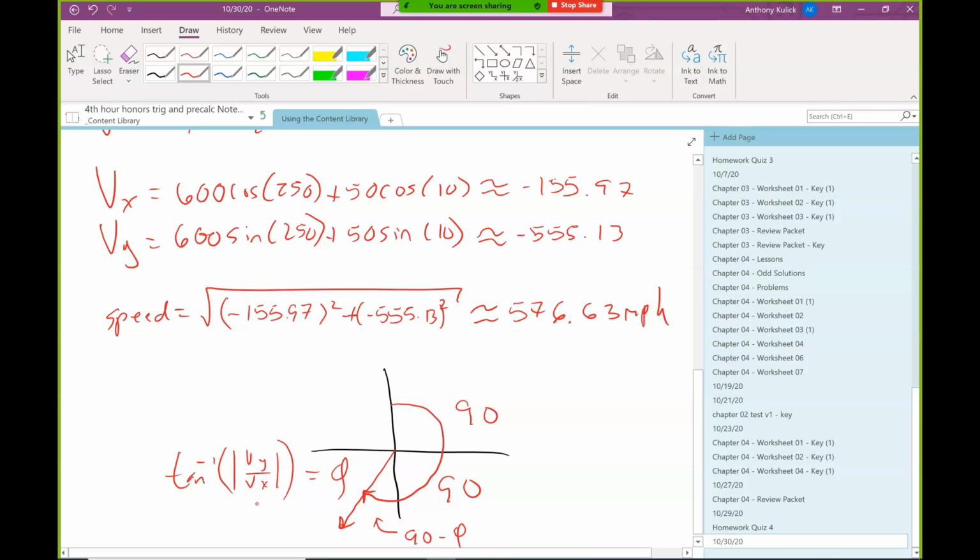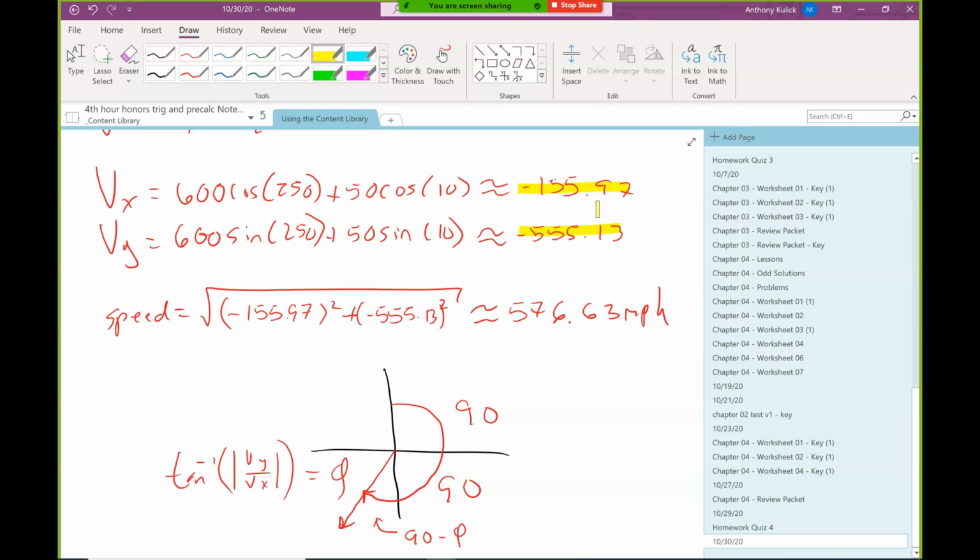Elizabeth? So I plotted the point negative 155, negative 555, so that those x and y components are like a point. They tell me the location of that resultant vector. Does that feel okay? Okay.